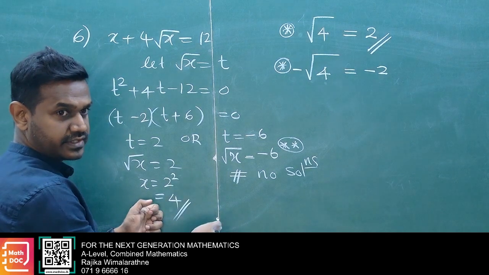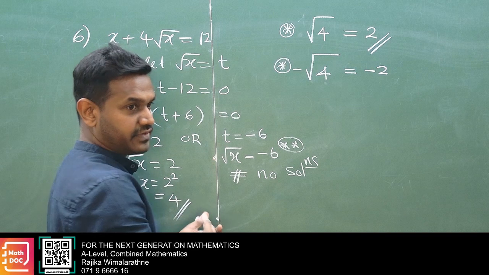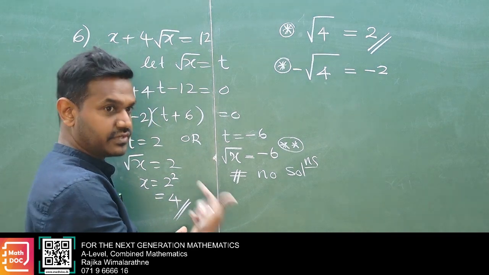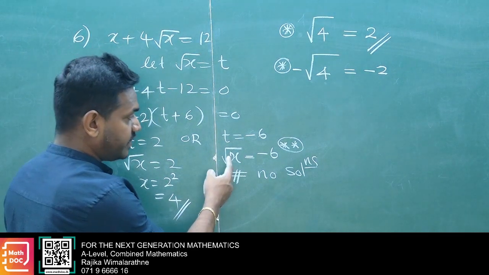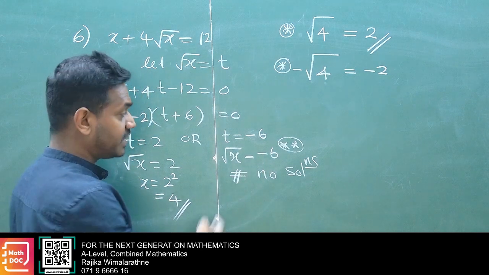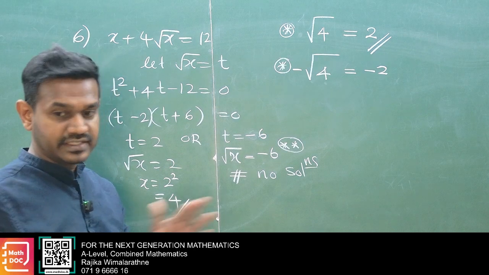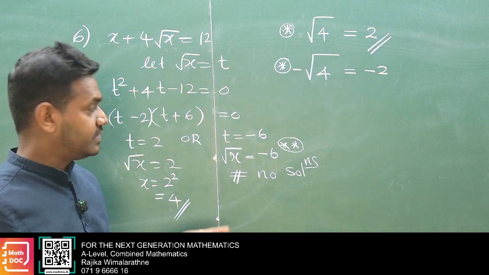We can square both. But here root x equal minus 6, we don't have any real solution for x, because we can't get this sign. But if you square this one, you can get 36. That is not our solution. You can't select that one. That is very important.